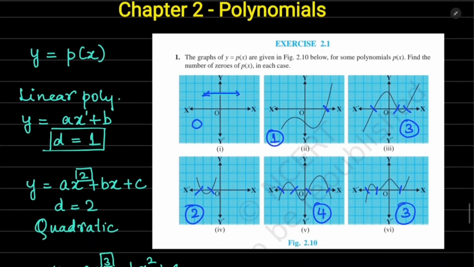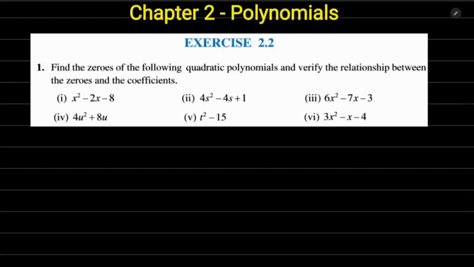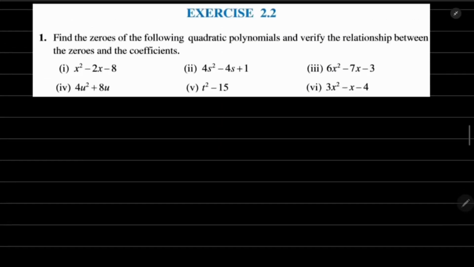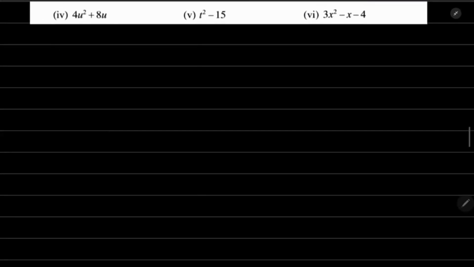This was exercise 2.1. We will be solving exercise 2.2 of NCERT. The chapter's name is Polynomials. But before we start solving this exercise, we need to know certain things which I will be telling you now. The very first thing is we need to know what is a quadratic polynomial.